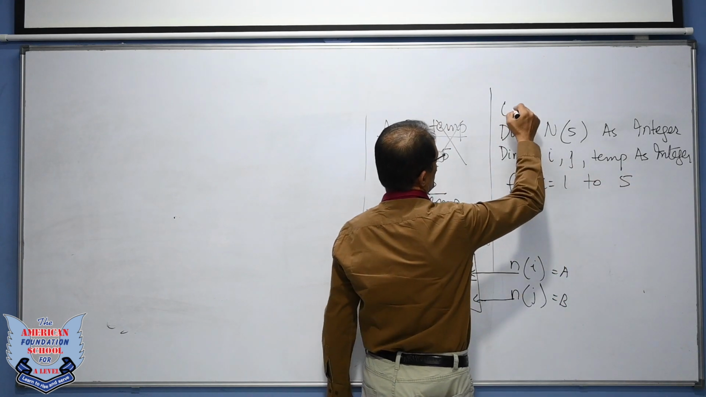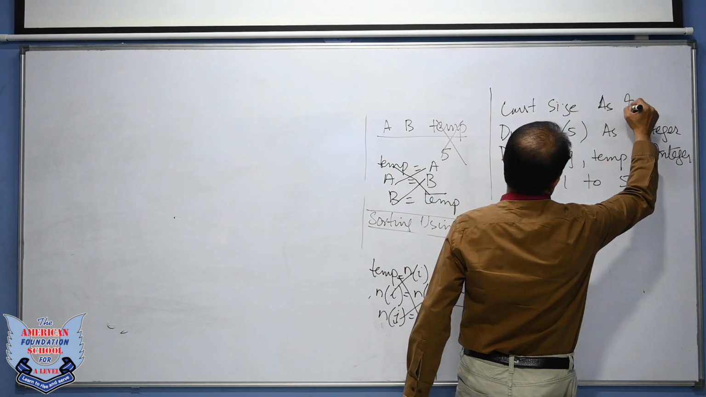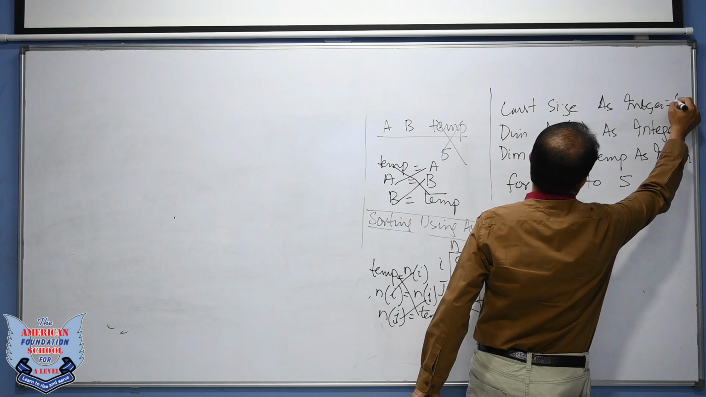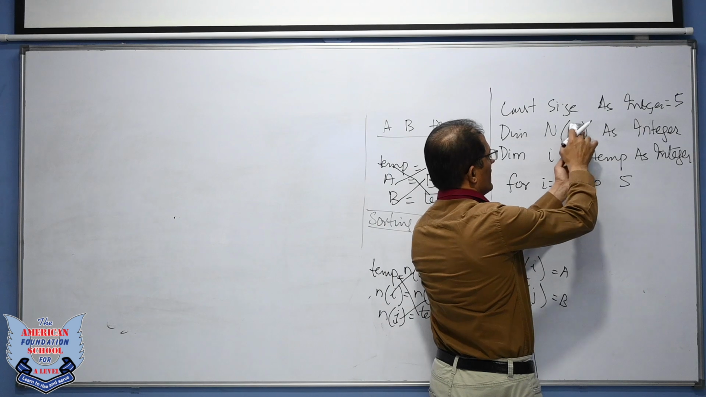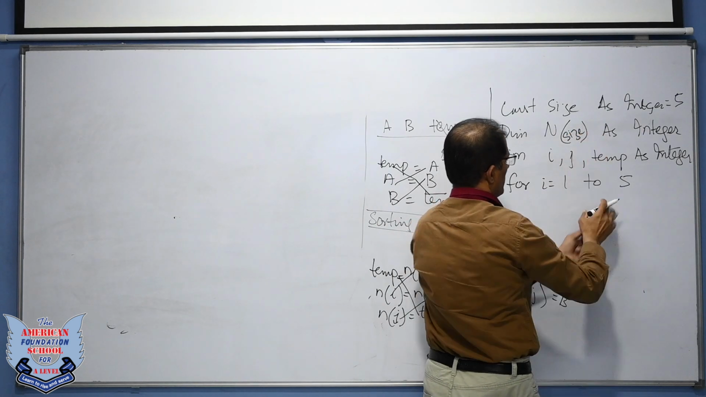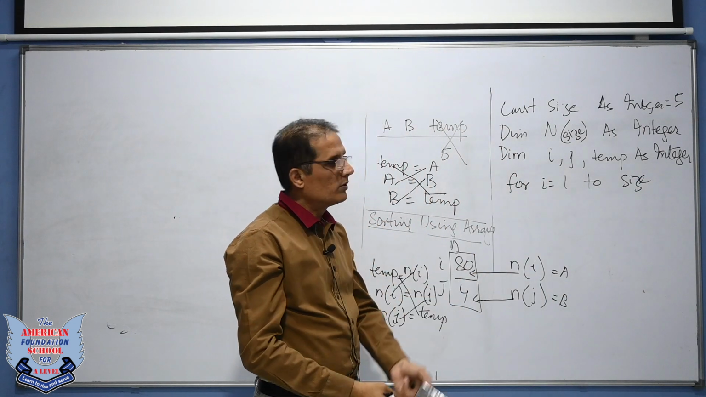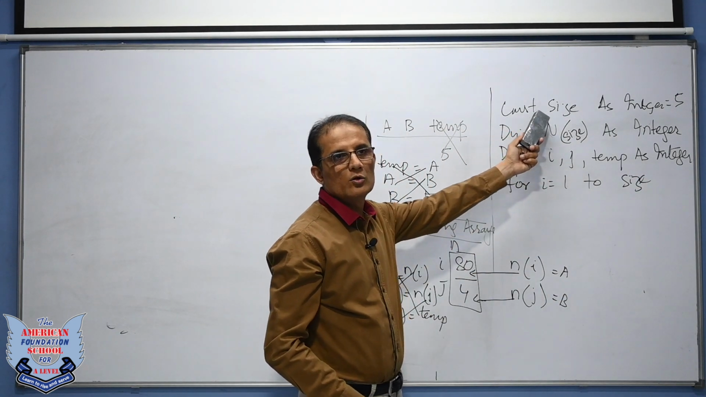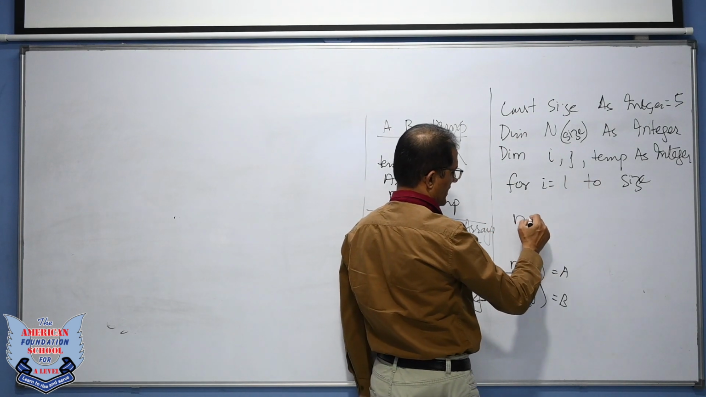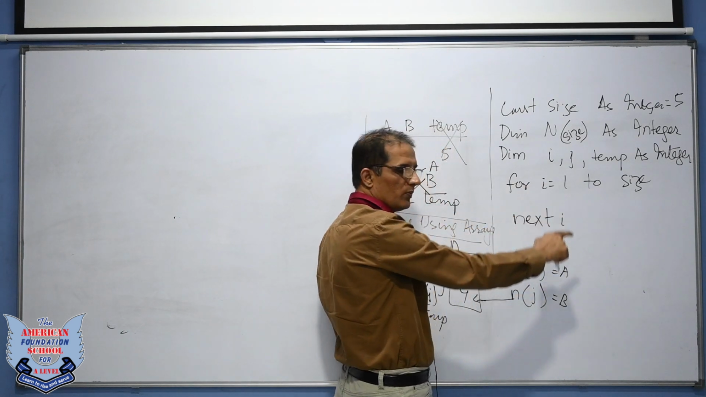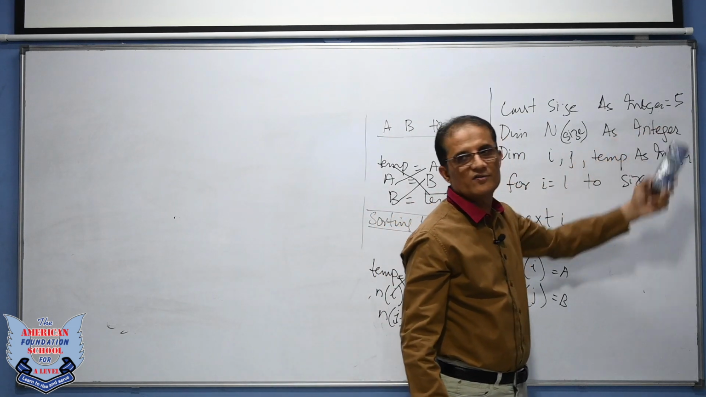Or you can define a constant on the top, size, as integer. And if you want this array to be of 5 elements, you can change the size to 5. And then you don't need to write 5 every time, you can write size. That means this loop will go according to the constant called size. So for I is equal to 1 to size, and then you'll say next I. So this loop will run 5 times because this constant says 5.